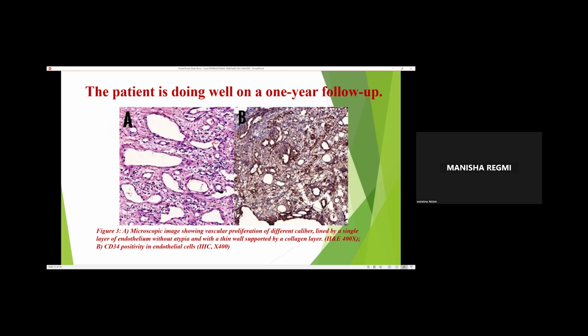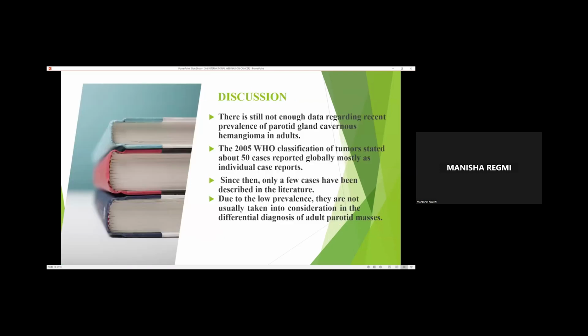We also proceeded to stain these cells. These are CD34 positive endothelial cells. So these confirm that this is a tumor of vascular origin, and the patient is doing well on a 1-year follow-up. So let's proceed towards the discussion.